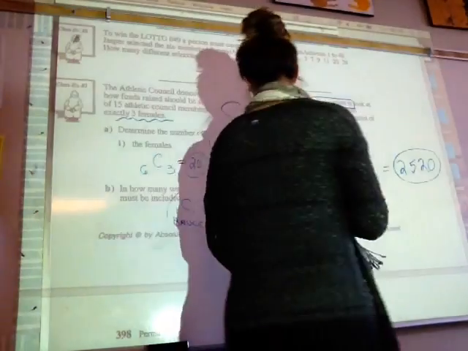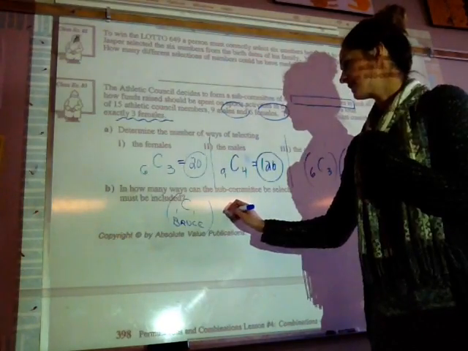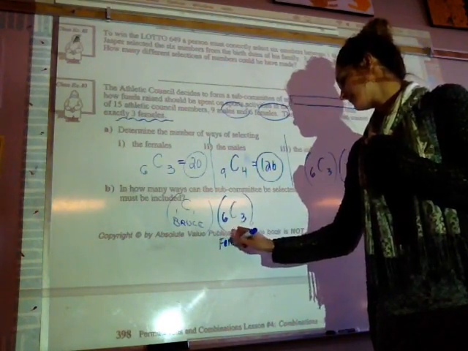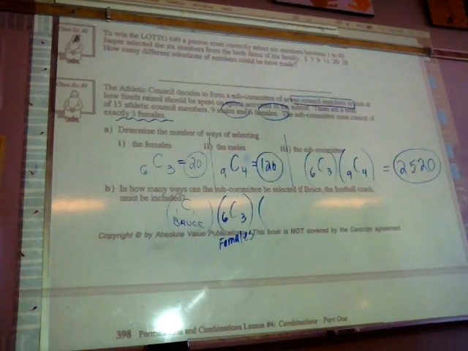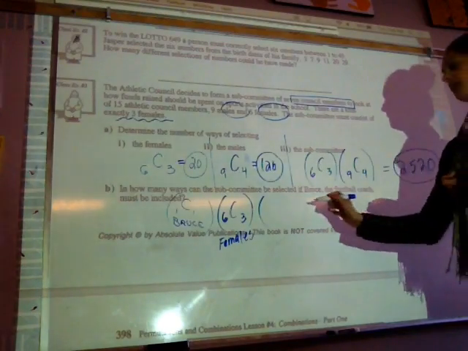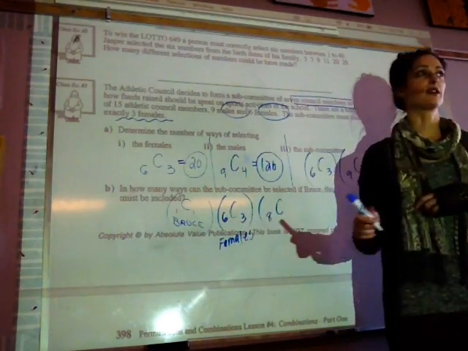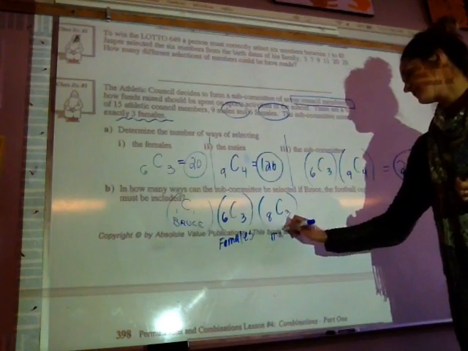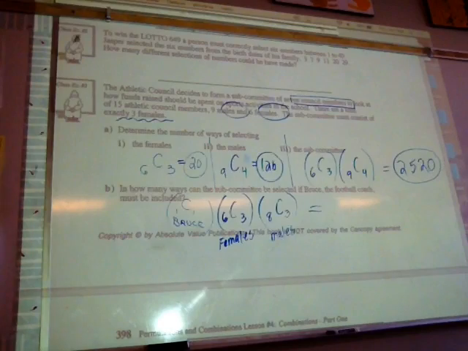We're going to multiply that by having exactly 3 females. So there's 6 females to choose from. We're going to choose 3 of them. And if Bruce was one of the males and he's already on the subcommittee, that means there's only 8 males left to choose from. And right now we have Bruce and 3 girls, as we've used up 4 people. So there's only 3 left to choose from. So we multiply that through, and we get 1,120.